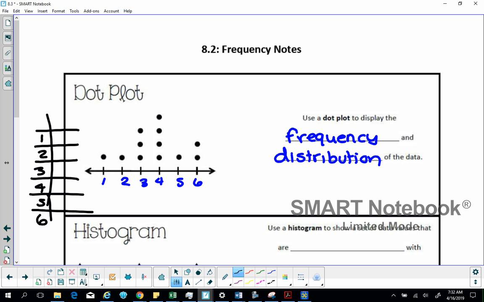How many times do I see 1? How many dots are on 1? 1. How many dots are on 2? 1. So you just said 1. How many dots are on 3? 3. How many dots are on 4? How many dots are on 5? And how many dots are on 6? Cool. So this is talking about how frequent that number is.